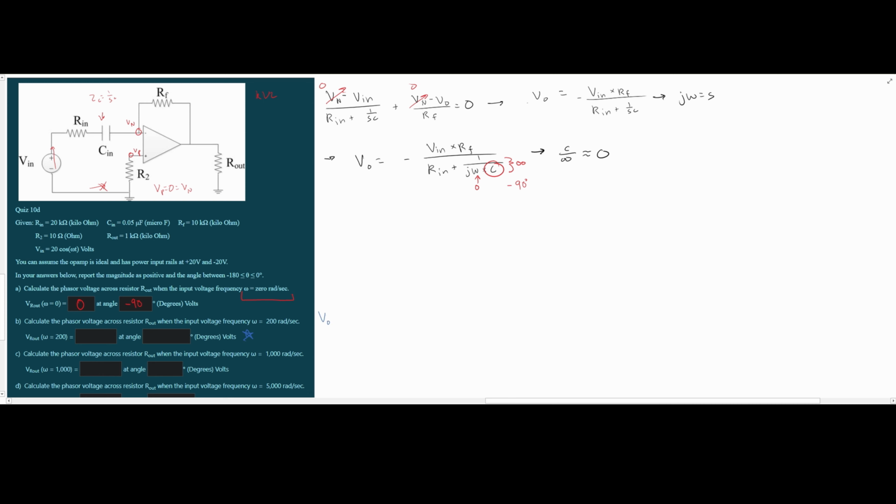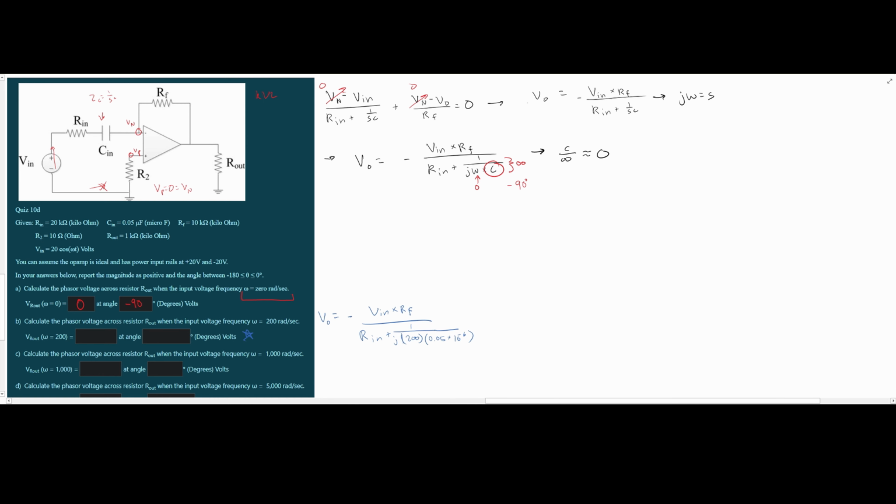So we're going to say that our V naught is equal to a negative, we have our Vn times the RF divided by the Rin plus 1 over J, and this is going to be I when we plug into a calculator for imaginary number, times 200 times our capacitance, which is 0.05 times 10 to the negative 6 for the micro.